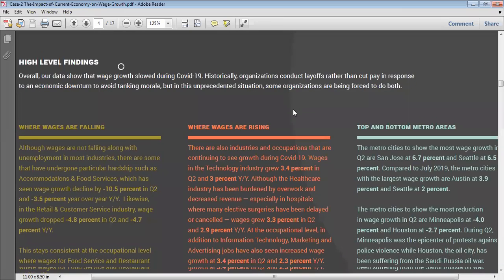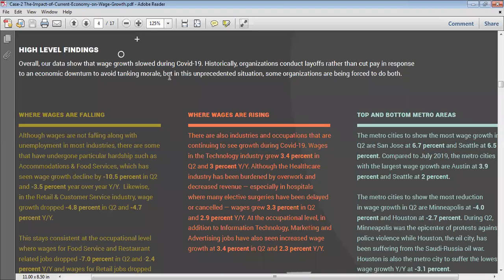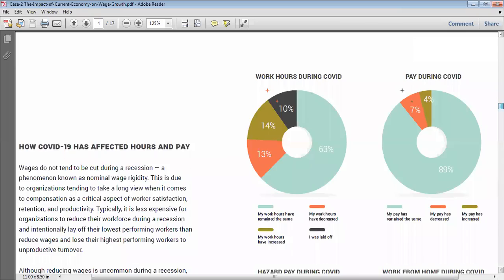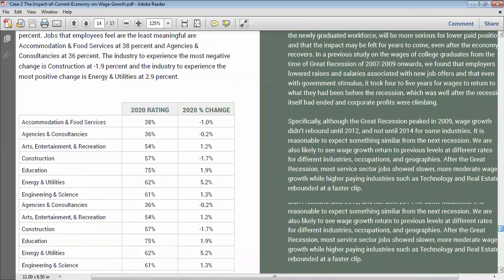So it begins from here. Findings of the white paper or research paper. High level findings: overall, our data show that... in the end they also mention what is the research methodology followed. Otherwise, I'll go through that first so that you can understand better.